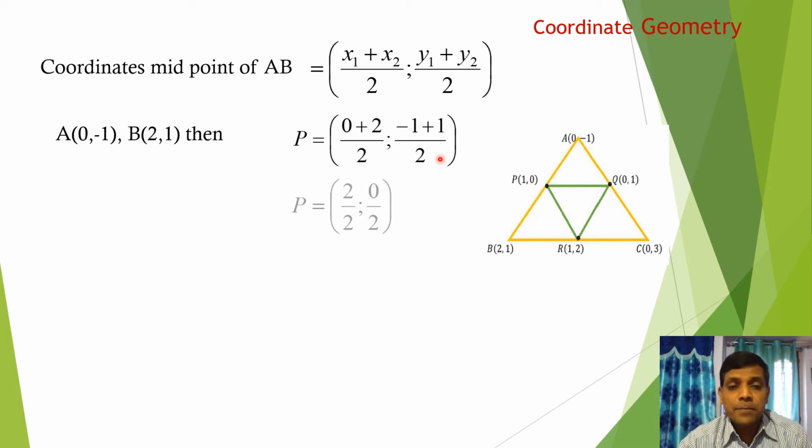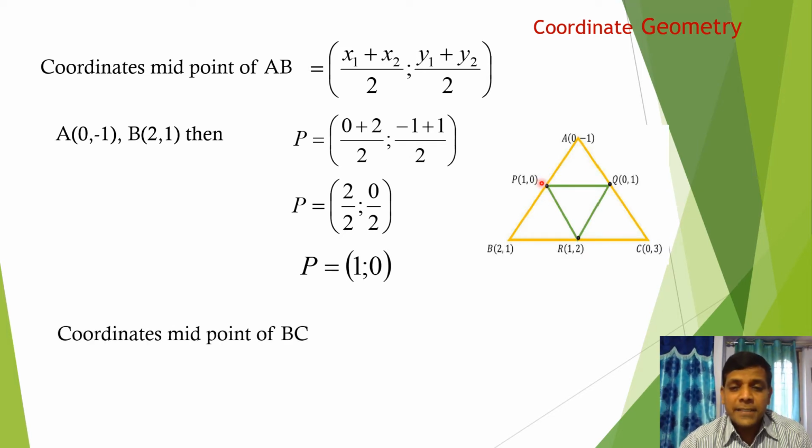Write down the next step. P equals (0 + 2)/2, (-1 + 1)/2, which is 2 by 2, 0 by 2. So 2 by 2 means 1 and 0 by 2 means 0. So what are the coordinates of P? Here P equals (1, 0). So P is the midpoint of AB.